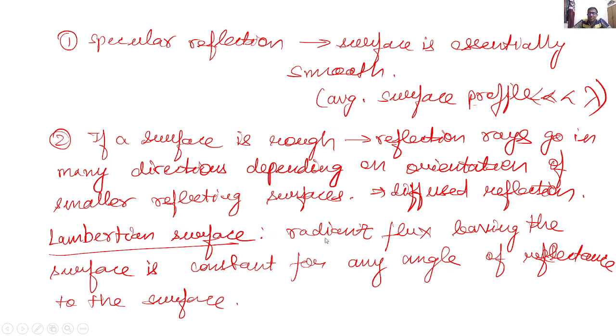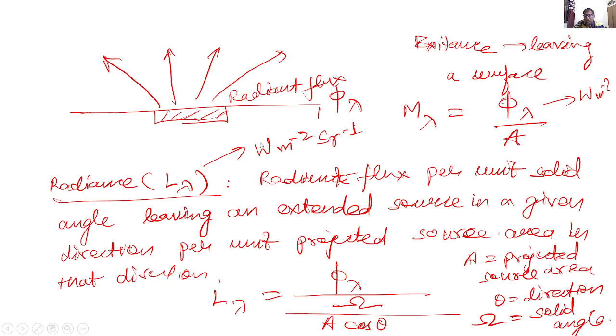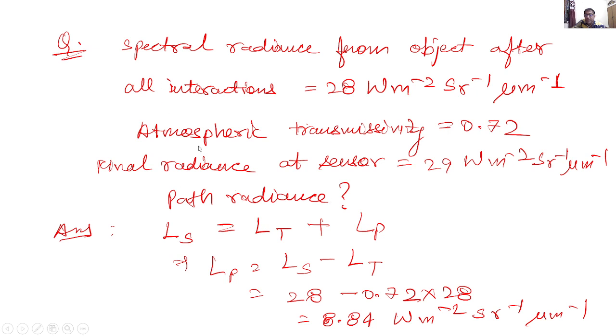We understood that the Lambertian surface is basically the one in which the radiant flux leaving the surface is constant for any angle of reflectance to the surface. And why do we need diffuse radiation? Because it gives us information about the wavelengths. Then we got to know the relation between the radiant power and the irradiance, the excitance also, the radiance. We finally got to know the total radiance which is incoming to the sensor is basically the radiance which comes from the target area plus that of the path radiance.